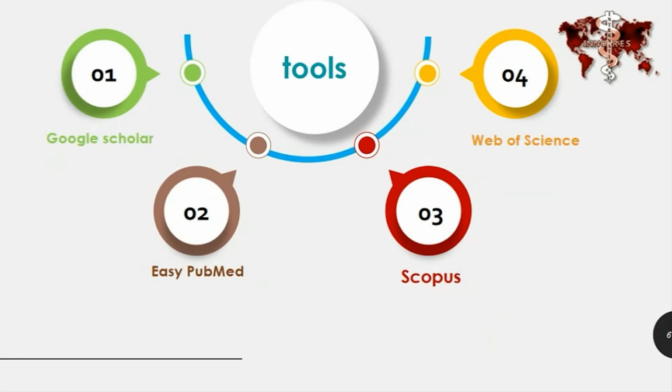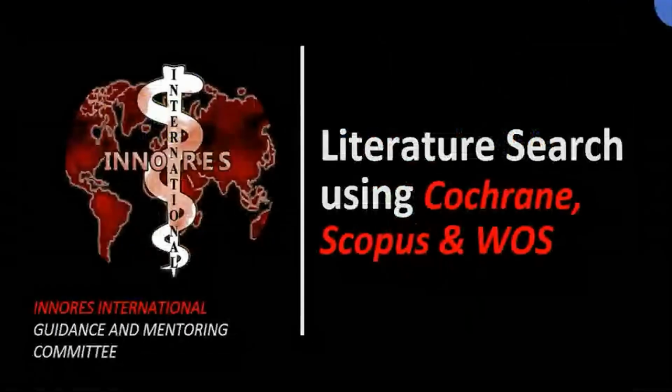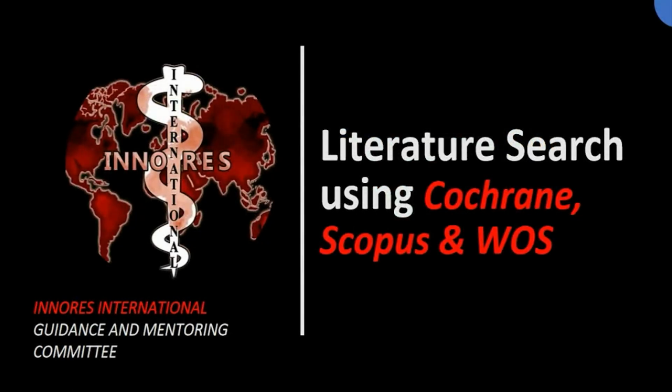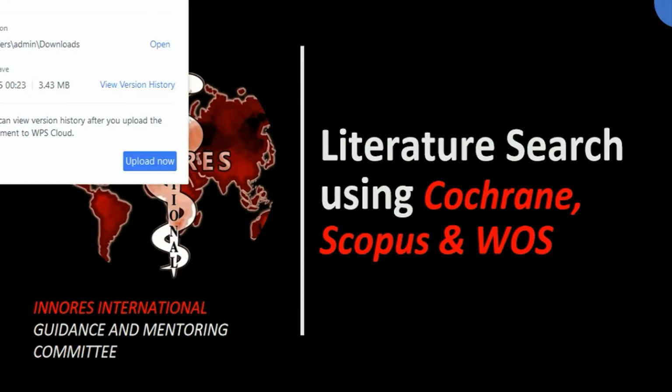Then what are the tools that you can use? I think you already know that there is Google Scholar, then PubMed, and there is an extension to use PubMed, which is Easy PubMed, Scopus, and Web of Science. I have already taken you through Web of Science and Scopus in our previous lecture, which was literature search using Cochrane, Scopus, and WoS. So I hope you are already familiar with the process.